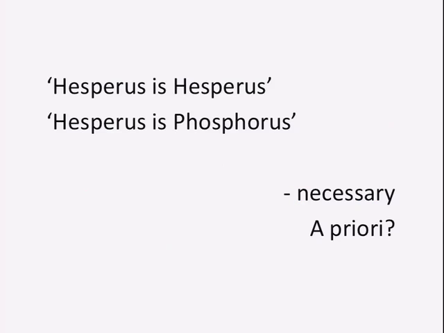Is it a priori that Hesperus is Phosphorus? No. So it's necessary, but it's not a priori. Isn't that weird? Isn't that strange and upsetting? One thing here is, remember when I first started talking about what's necessary or possible, I said there's a difference between thinking about possibility as having to do with what could have happened and thinking about possibility as relating to what might have happened so far as we know.